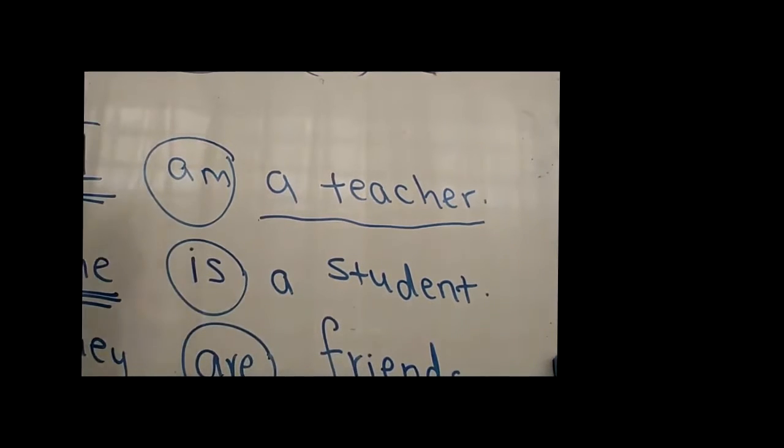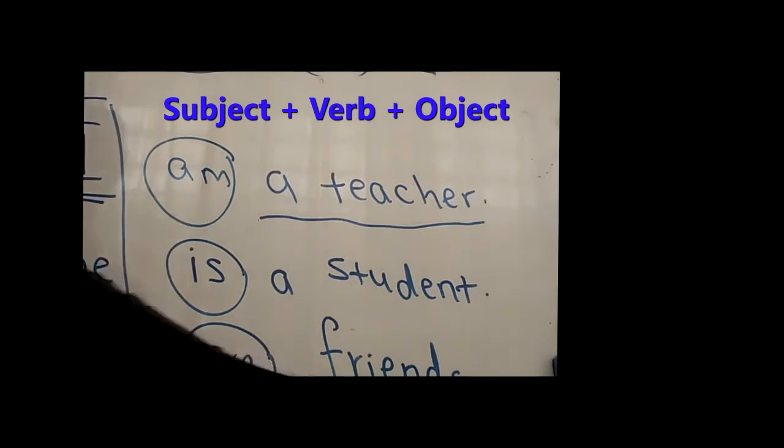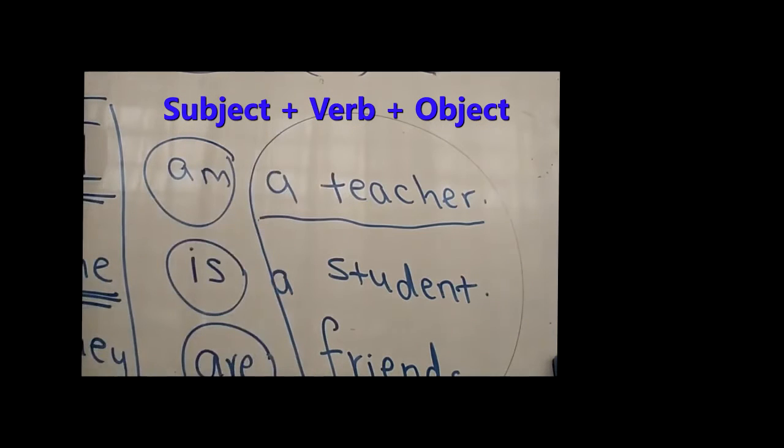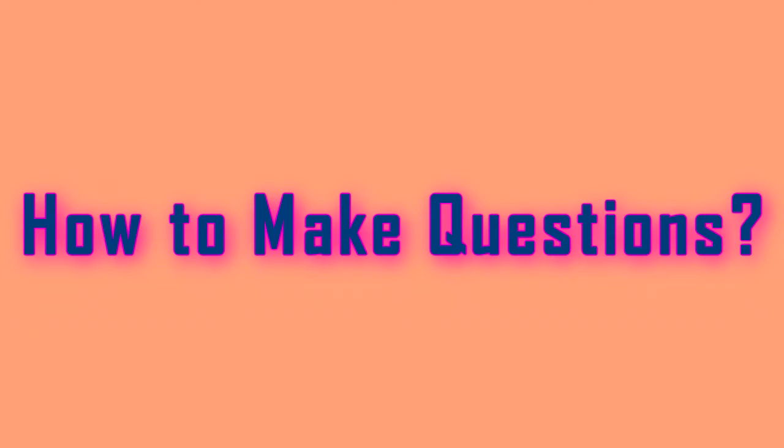Okay? So these are the things that you need to be careful about. You need to have the subject followed with the verb and then the object. This is so important for you to remember. If you want to have a grammatically correct sentence, you need to make sure that you have the subject followed with the verb and the object. Alright? Now let's look at more details on how to make questions using verb to be.